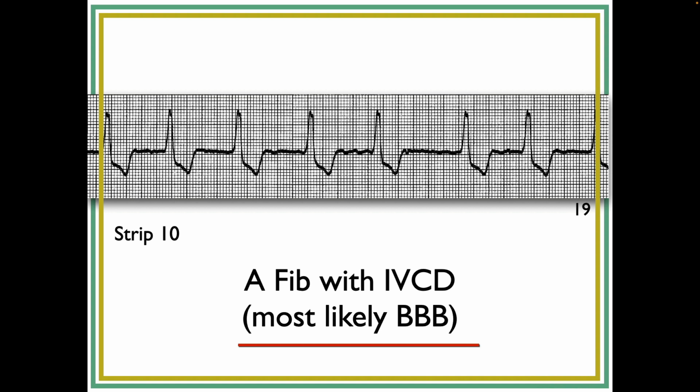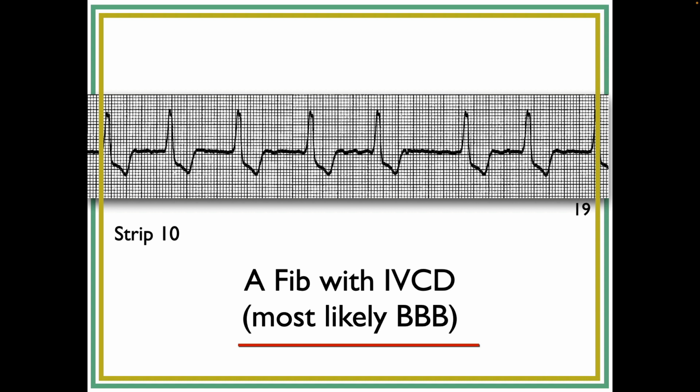So most of the time you see IVCDs, they're going to be on a normal sinus rhythm, but they can accompany any supraventricular rhythm. So if the person has a bundle branch block, for example, and they go into AFib, they're going to have a wide QRS. So don't ignore the fact that now when you do AFib, you're going to have to check narrow or wide, and if it's wide, it's an IVCD.